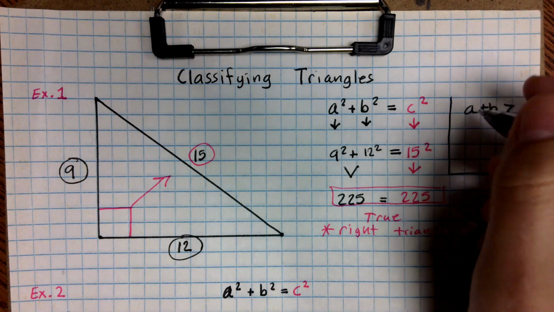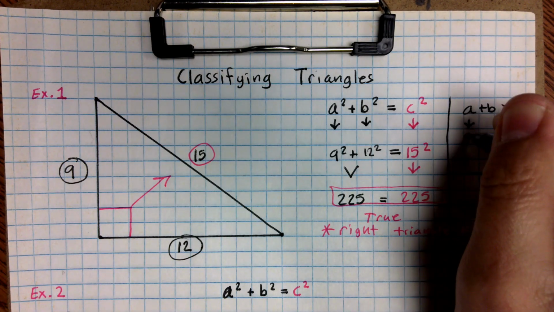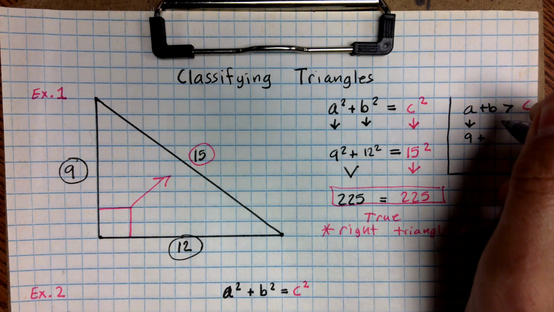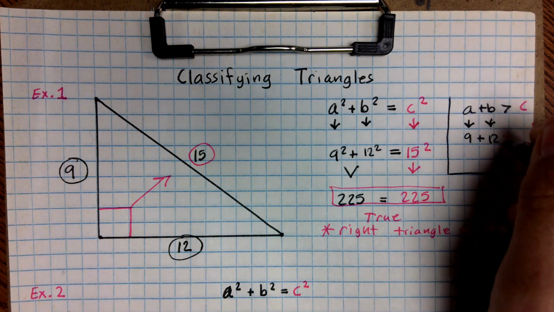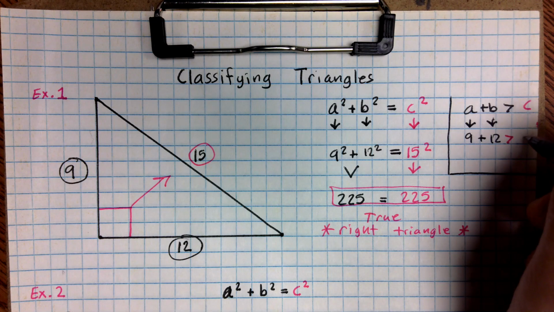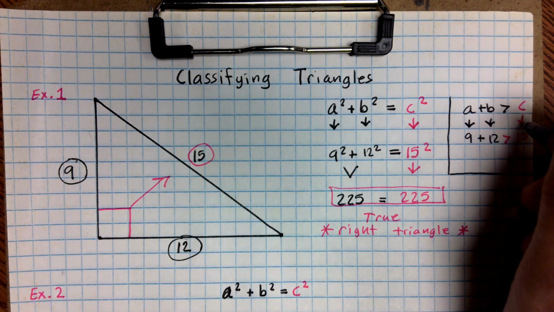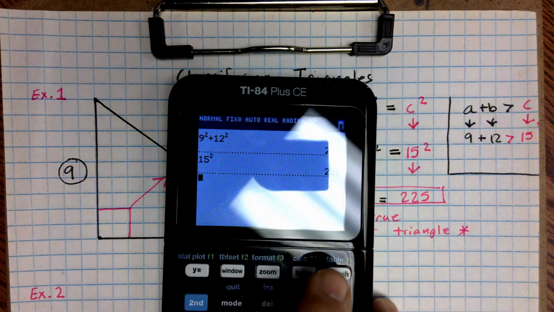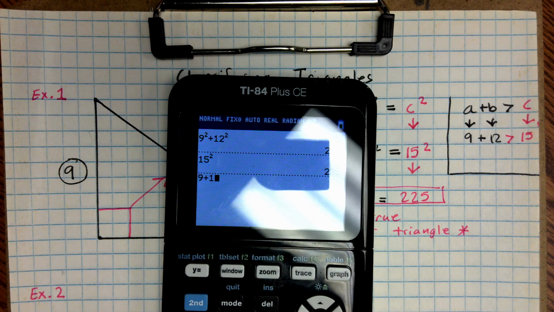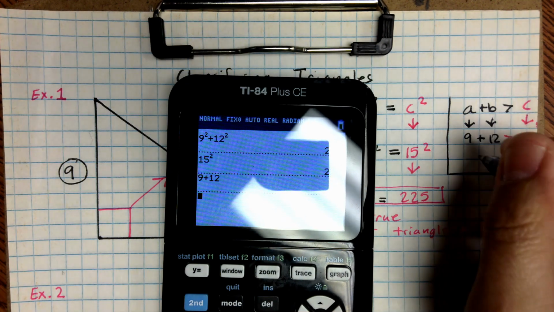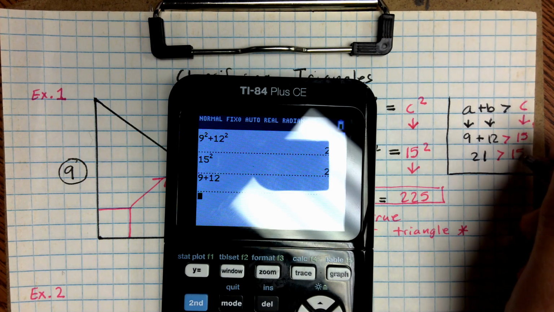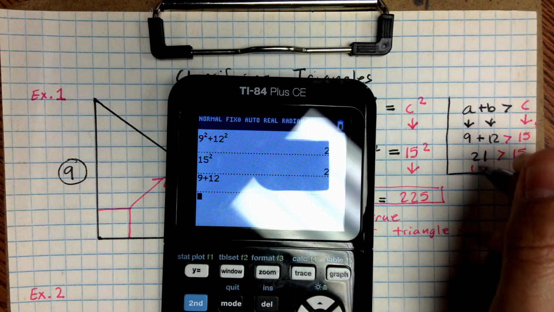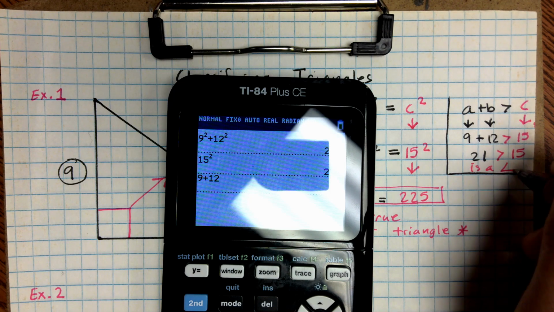If I take 9 and 12, notice in this case I'm not squaring them. I'm just taking the two values and adding them together. That should be greater than the longest side of the triangle, which in this case, C, is 15. So 9 plus 12 gives me 21, and 21 is greater than 15. That tells me this is a triangle, because that's a true statement.